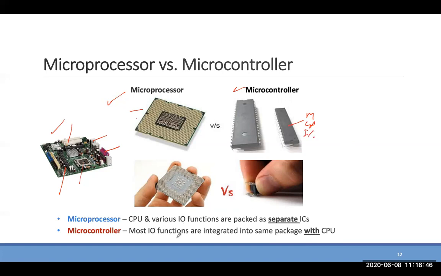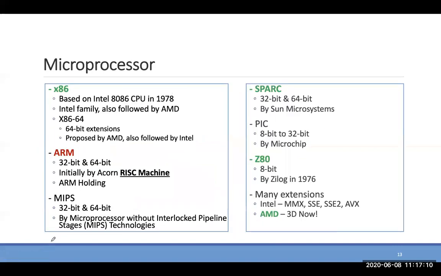So most I/O functions are integrated into the same package with the CPU. So the CPU has everything in here. It has the microprocessor, it has the I/O and everything. The CPU right here is different. This is part of the CPU, which is the microprocessor, and this is the motherboard, and these are the I/O devices. Okay? So there are different types of microprocessors.